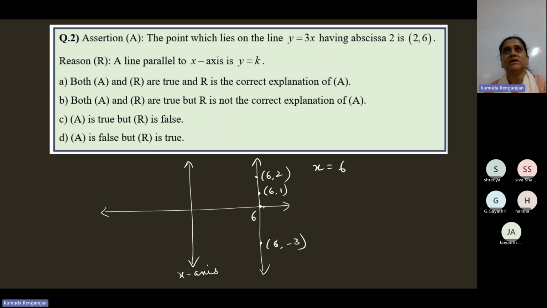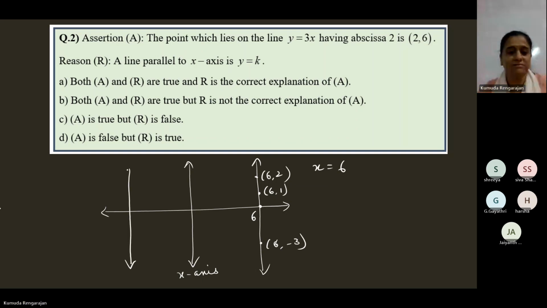So when it is X is equal to, it's parallel to the y-axis. X is equal to 6 is the equation of a line parallel to the y-axis at a distance of 6 units to the right of it, because positive is right. If it's negative, it's left.